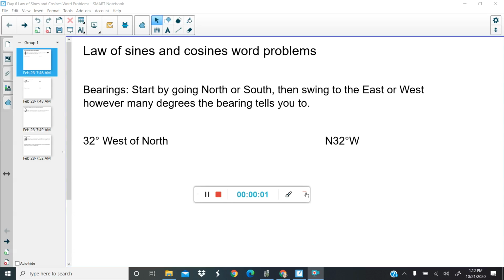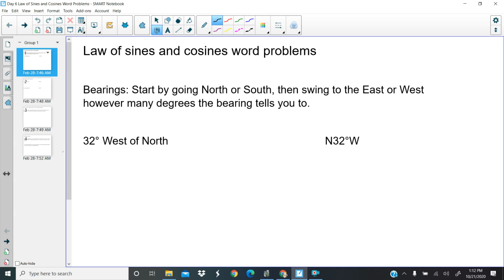Hey guys, we are going to start getting into some word problems using law of sines and cosines now. So this should be a pretty quick introduction to how it's going to work. And then hopefully you guys can just roll with it and start solving problems after this. So the first thing is a lot of times with these law of sines and cosines word problems, they tell you something along the lines of these.